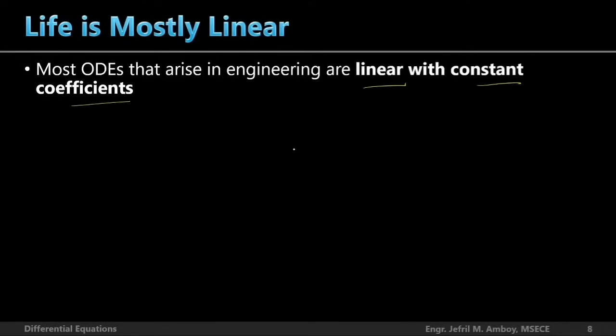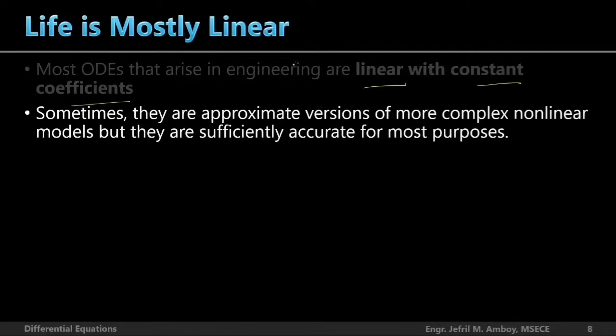And there are also some cases that the equations that we have are linear, however, they are just approximate versions of more complex nonlinear equations. And although they are approximate versions, they are sufficiently accurate for most purposes. Anong ibig sabihin nito? Minsan daw, sa totoong buhay, ang accurate or actual na differential equation ng isang system ay nonlinear talaga. However, gumawa tayo ng approximate version na linear. Sir, bakit ba tayo nag-approximate? Nonlinear siya talaga. Bakit mo ginagawang linear?